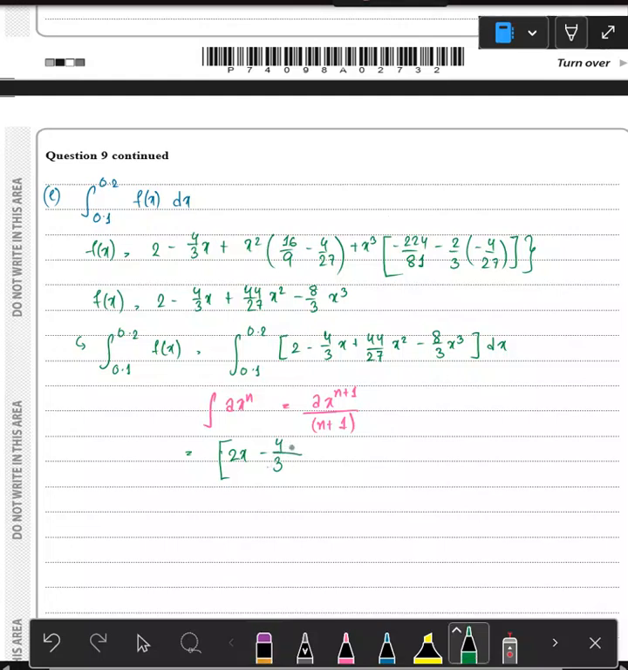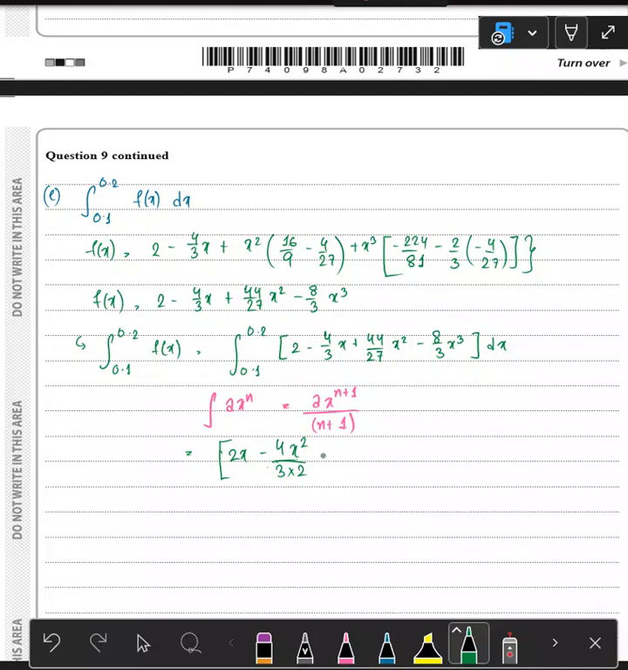Let's expand it. Okay, so let's write this again. So this is 4 by 3 x to the power 1 plus 1, which is 2. And I have mentioned that whatever change you are bringing in the power, you have to also do that in the denominator of the fraction. So we brought the 2 here, so we have to write a 2 here as well, or n plus 1, 1 plus 1, which is 2.